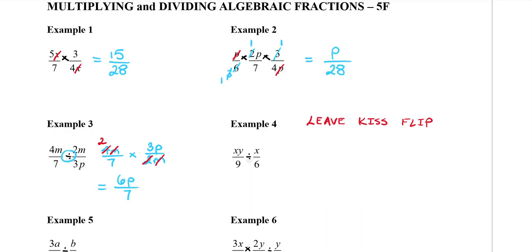Question 4. We see the divide sign, so we leave the first fraction, we turn it to a times, which is the kiss, and then we flip the last fraction to put the 6 on the top and the x on the bottom. Okay, then we can cancel. We can cancel the x with the x, and the numbers, the 6 and the 9.